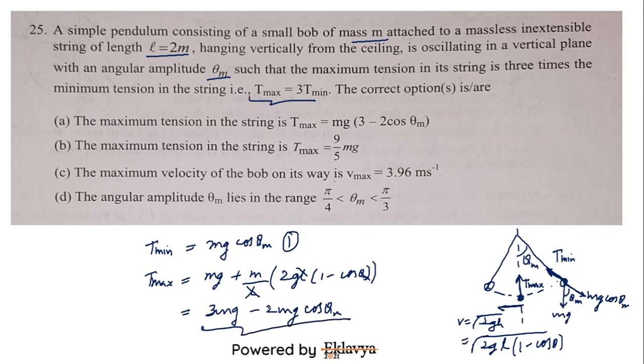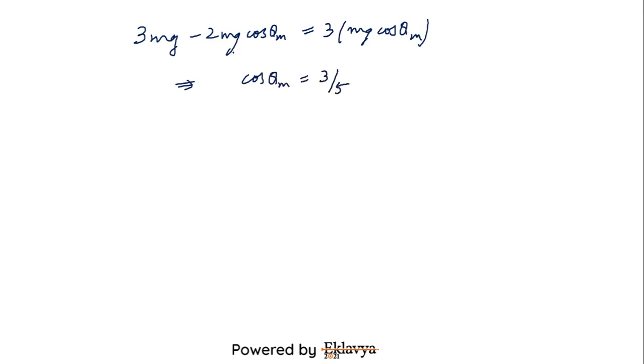We have been given that Tmax is 3 times Tmin. So we are going to write 3mg minus 2mg cos of theta m is equal to 3 times mg cos of theta m. So from here we will get that cos theta m is equal to 3 by 5. You can see we are going to get this value. So this implies that theta m is close to 53 degrees, because cos 53 is close to 3 by 5.